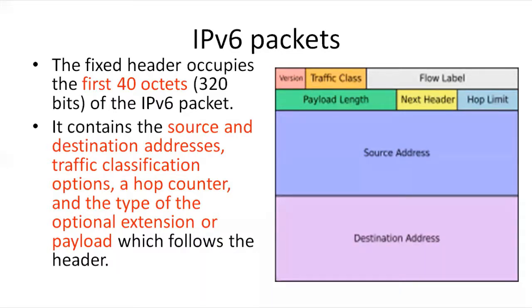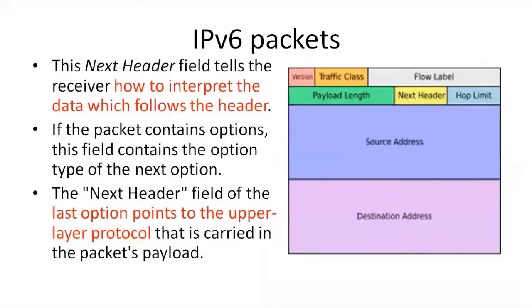It consists of source and destination addresses, and the traffic class classification, which is an optional one. Hop counter is also an optional one. And then the type of the optional extension and the payload. Payload is very important, which follows the header. These are all components of the header.